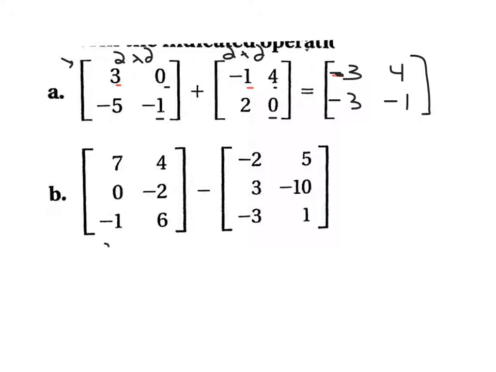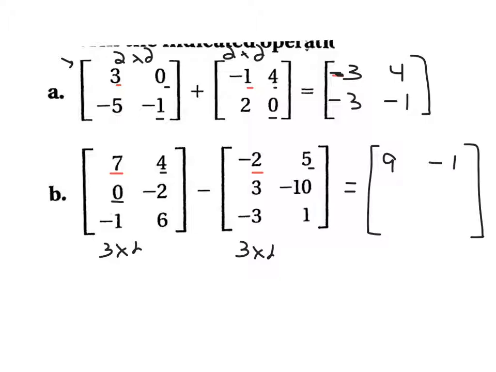Now, if I'm looking at these, this one's a 3 by 2. This one's a 3 by 2. So again, I'm legal, I can go. So I'm about to do this. Make a new matrix over here, and I'm subtracting, straight across. The first row, first column by first row, first column. 7 minus negative 2, same thing as 7 plus 2, which is 9. Now I'm doing the 4 and the 5. 4 minus 5 is negative 1.